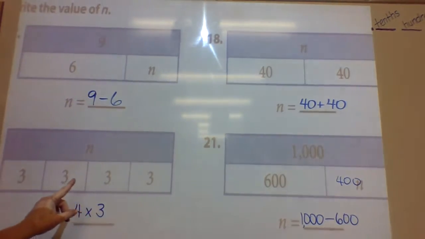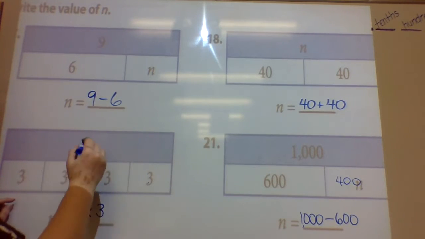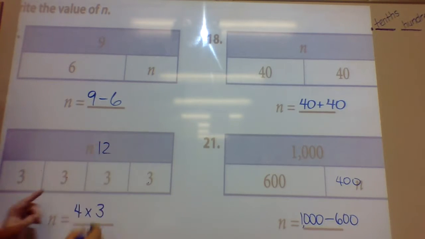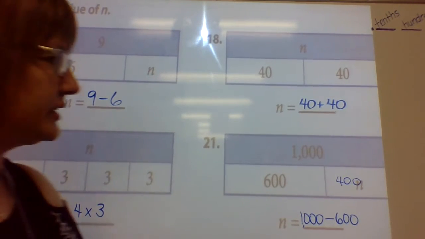Good, we forgot to check this one. We said 4 times 3. 3 times 4 is 12, so n would equal 12. That one doesn't give us the answer very well, but yeah, that works.